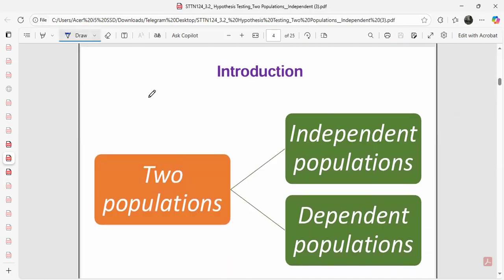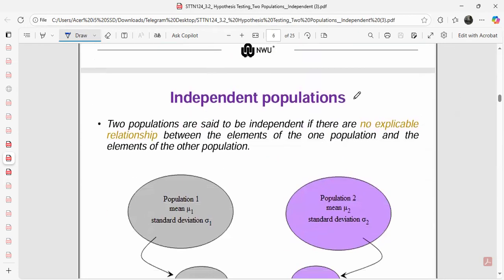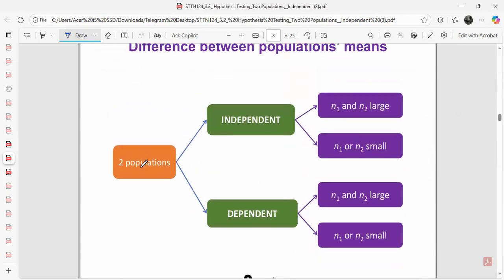You saw the method for one population, the hypothesis testing, even the steps. Now for the two populations, we have independent populations and we also have dependent populations. The independent populations are when the two populations are said to be independent of each other. Then the one for the dependent. Okay, this is very important.